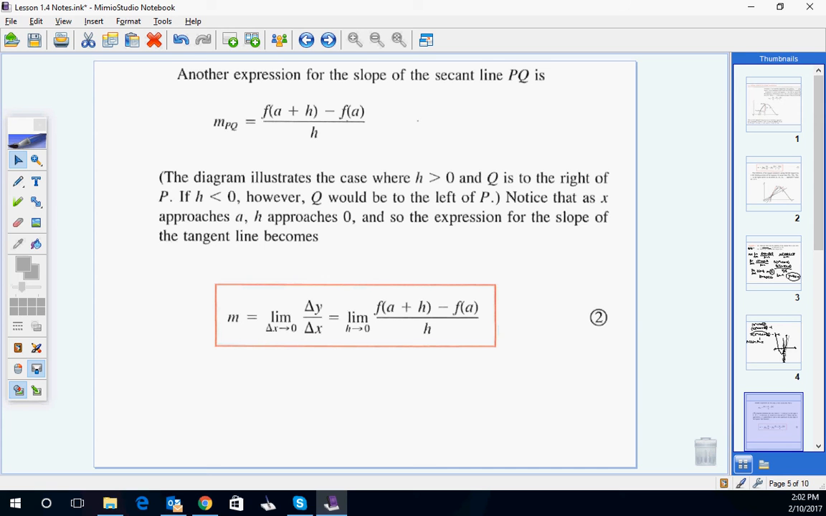Another expression for the secant line PQ is f of a plus h minus f of a, all over h. So we can use that. The limit as change of x goes to 0, change of y over change of x, can also be written as the limit as h goes to 0 of f of a plus h minus f of a, all over h. And this is method 2. So when you get to the textbook, it'll tell you to use method 2 or method 1.